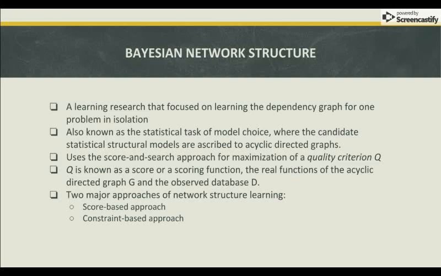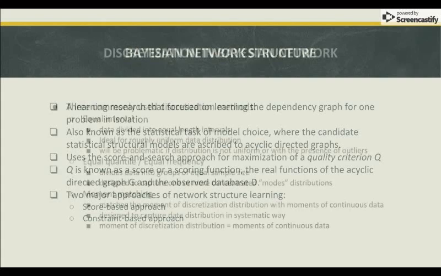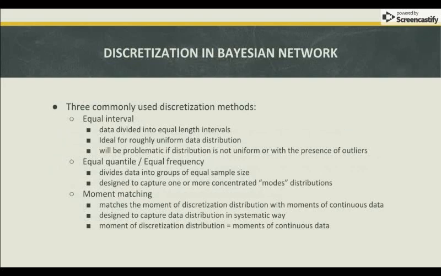There are two major approaches of network structure learning, which are the score-based approach and the constraint-based approach. Next is the discretization of Bayesian networks. There are three commonly used discretization methods, which are equal interval, equal quantile or equal frequency, and moment matching. Equal interval is when the data is divided into equal length intervals.